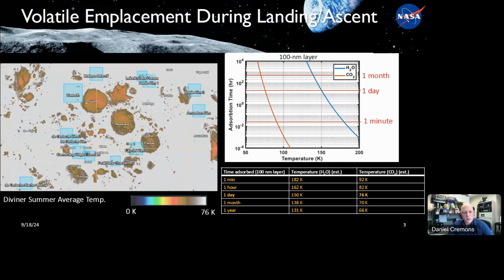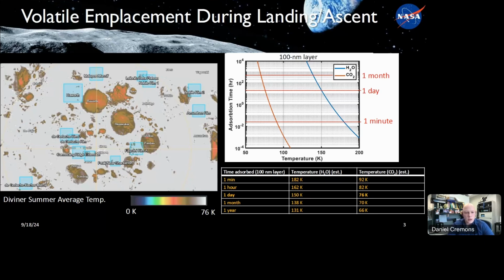CO2, we think of as a super volatile that's only in the very coldest places on the lunar surface, which is certainly true on geologic timescales. But again, looking at the period of time right after these landings, on the hour to daily time scales, it can potentially be stable up to 70, 80 Kelvin. The map on the left is looking at the Diviner summer average temperature up to 76 Kelvin, which is where our model said that CO2 should be stable on the 1 day time scale.